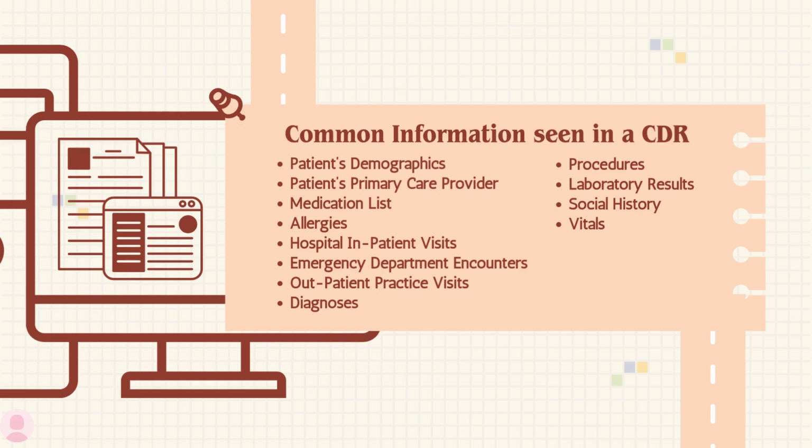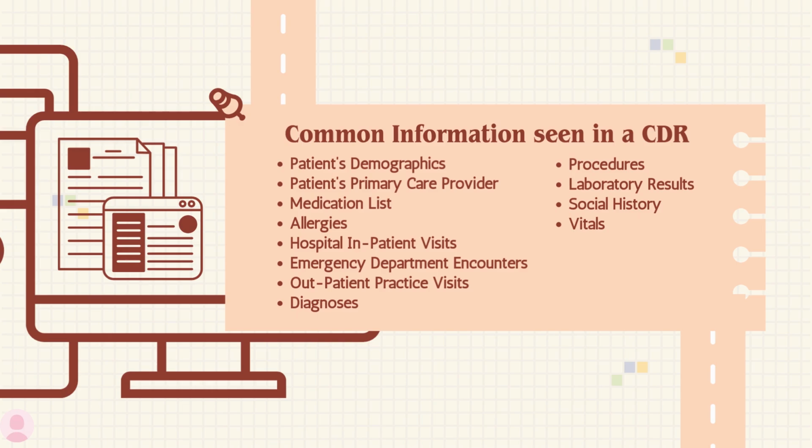Number two, we have the patient's primary care provider. So they are defined as physicians, nurse practitioners, clinical nurse specialists, or physician assistants, and they are the ones who provide, coordinate, or assist a patient in accessing a variety of healthcare services. Then we have number three, the medication list. It is the list of all medications a patient is taking.